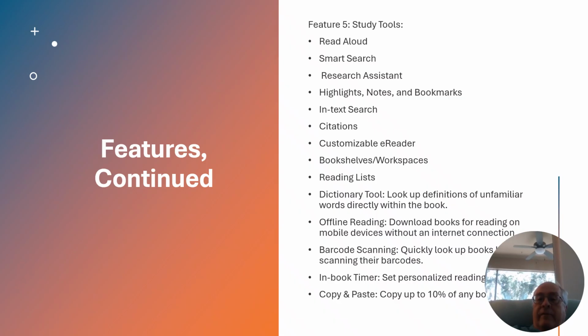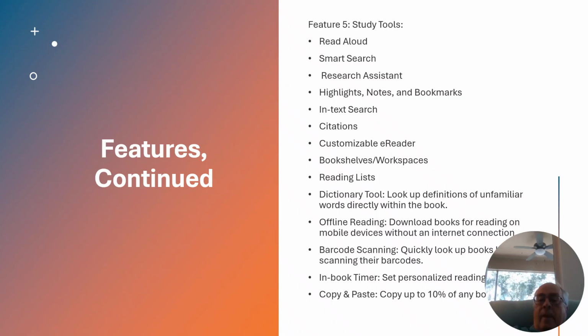You can do highlights, notes, bookmarks. You can highlight text, add notes, and bookmark pages for easy revisiting. All these are saved in a notebook, accessible even without an active membership. In-text search quickly finds keywords within a book. So that can save you a lot of time also if you're looking for something specific or something that you might have heard in class. It can save you some time there also.